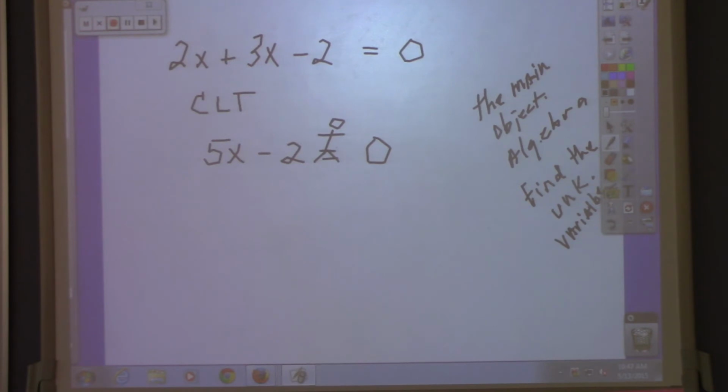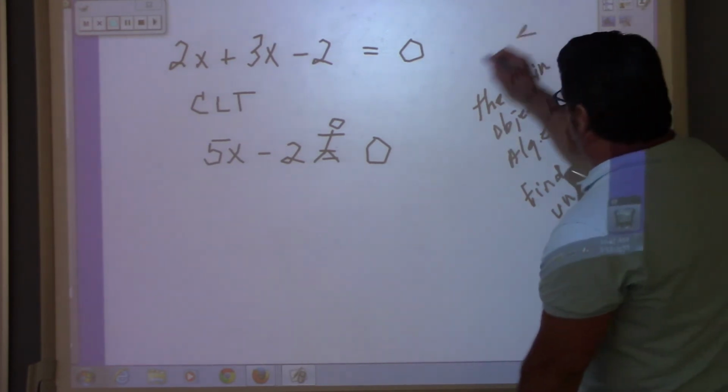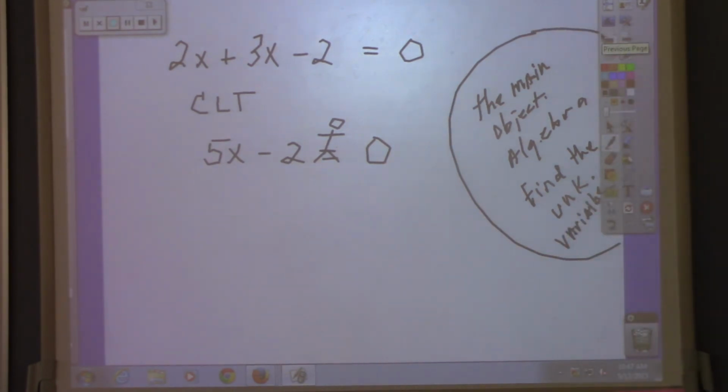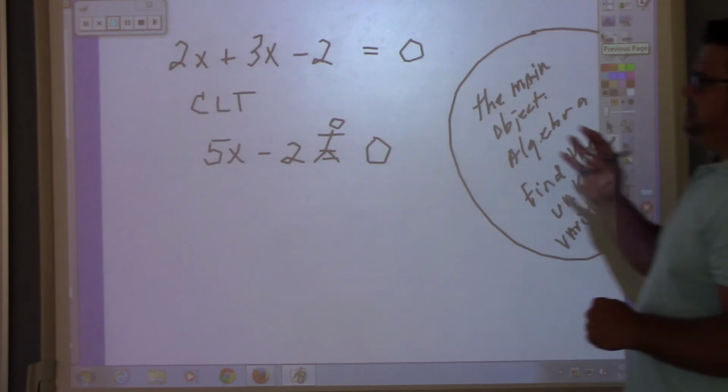Find out what it represents, that's an inequality. In other words, the group of numbers. Find out what it looks like, that's when you graph a function. Okay? But in order to do any of those, you have to solve for the what? Variable. So your main objective is to grab that x.